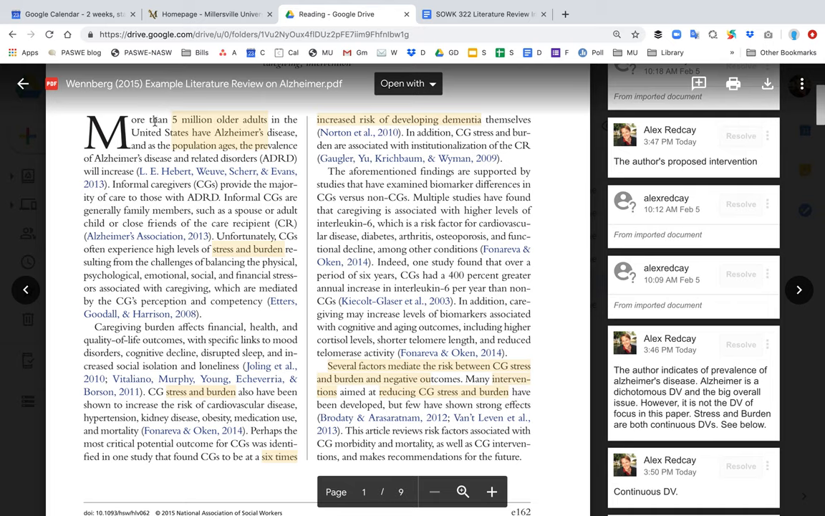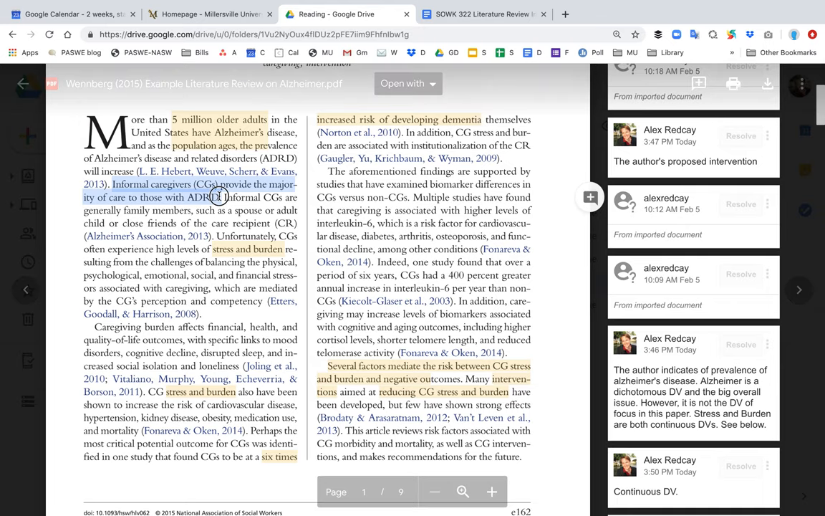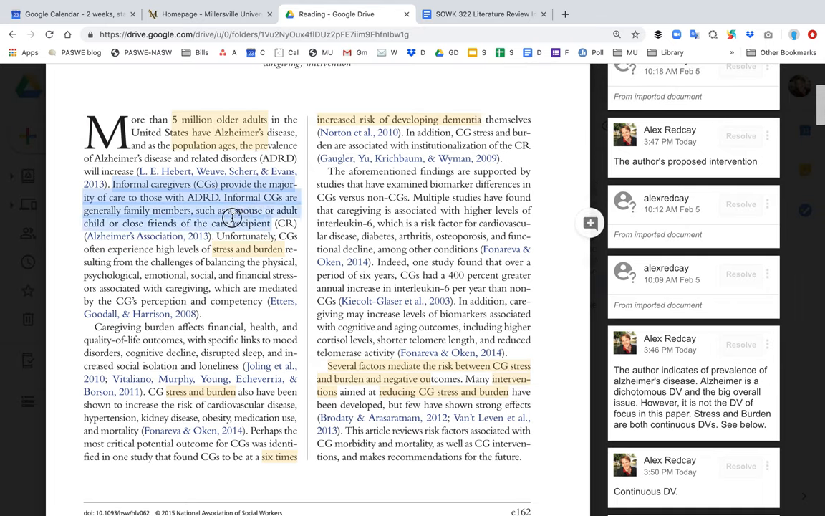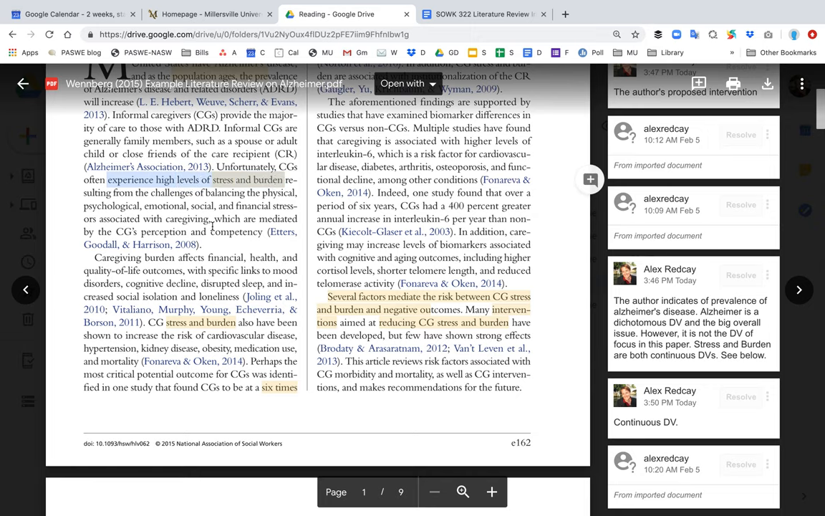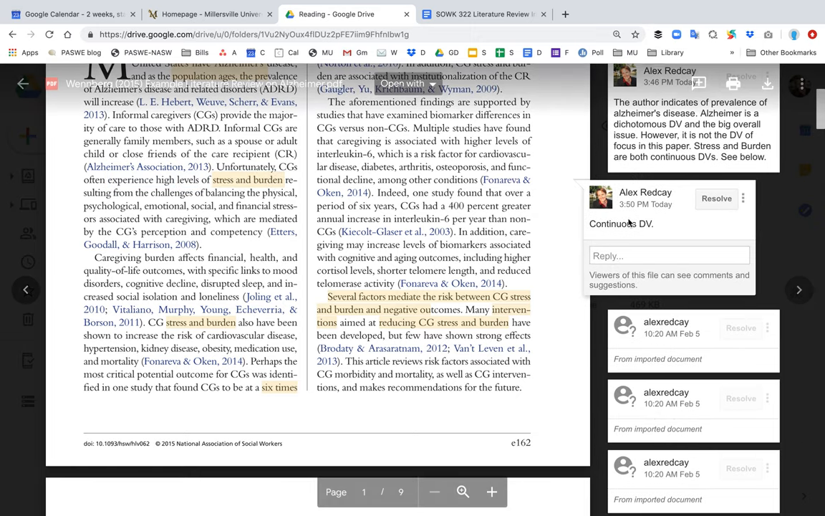Sentence one literally identifies what the prevalence is. Sentence two identifies the population. So two and three identify the population. The fourth sentence identifies the dependent variable. Basically, caregivers care for relatives that have this disease, and they experience high levels of stress and burden. I've highlighted a few of these things.